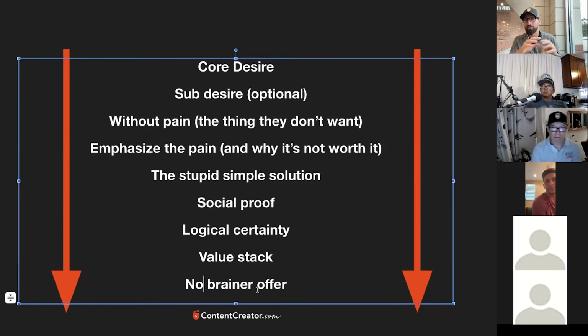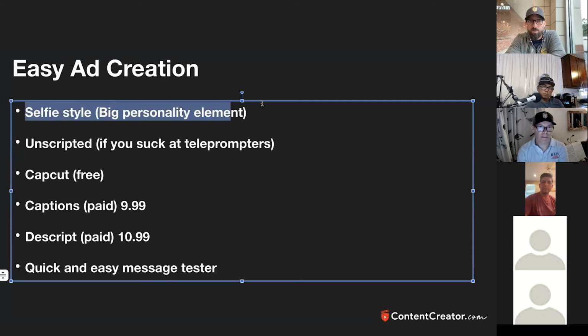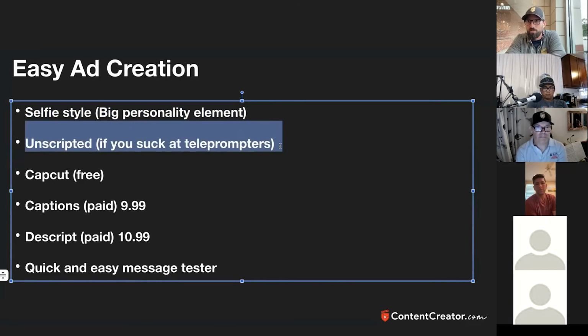And this is a one day script kind of summed up. So if you guys need to create ads easier and faster, the easiest way is selfie style. Do it unscripted and then edit it together. That's still how I do a lot of my ads. Paul and Anthony are like, oh, just sit and write 10 and just rip them. And I'm like, dude, I don't have that 10 in my head.